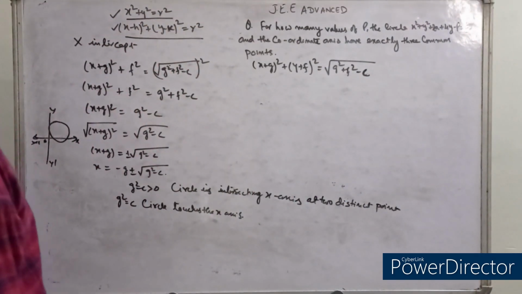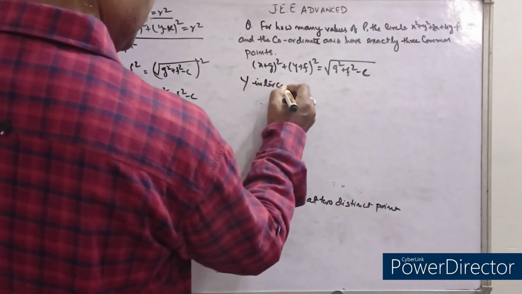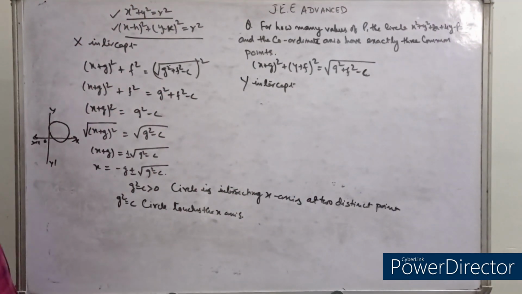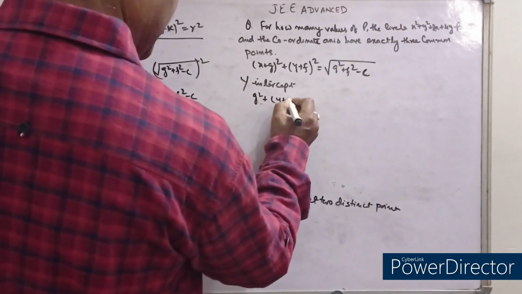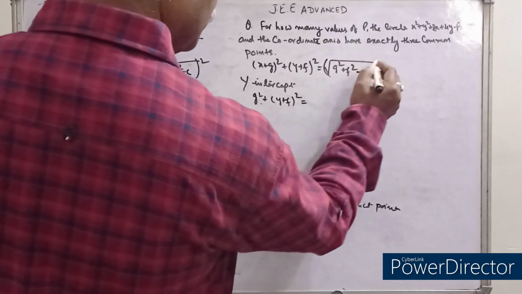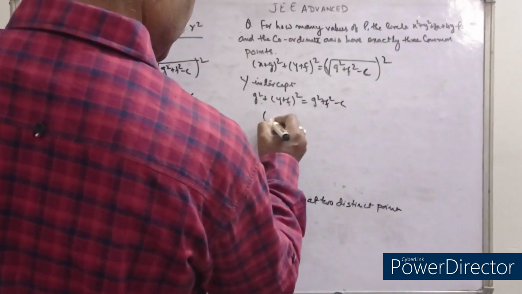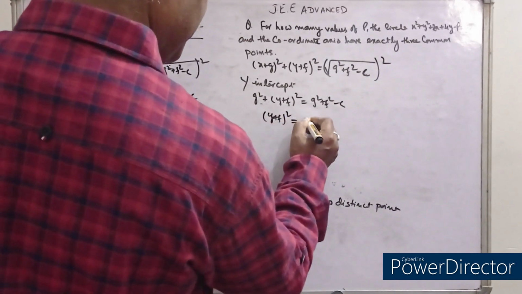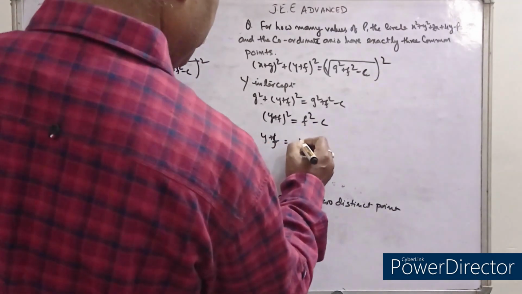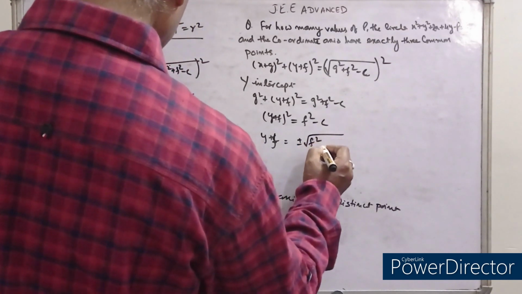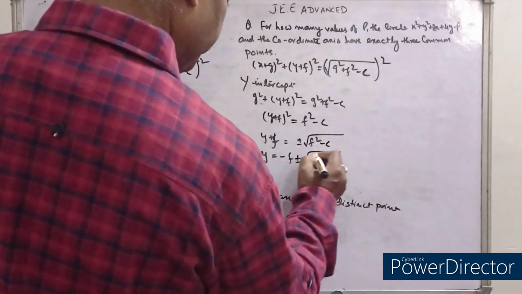Now here, if this is the y-intercept, that means if your circle cuts the y-axis, then when it cuts the y-axis, your x will be 0. So this will be g² + (y + f)² = g² + f² − c, so (y + f)² will be f² − c, so y + f will be plus or minus root over f² − c.